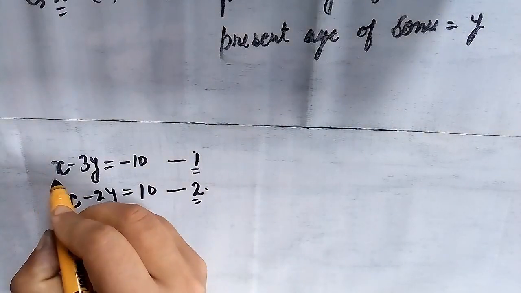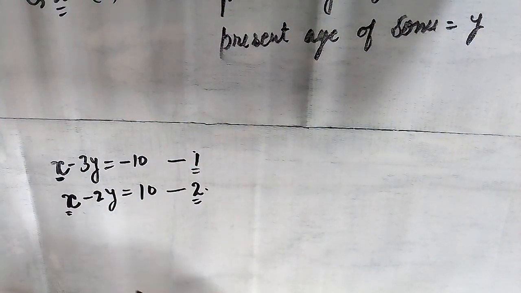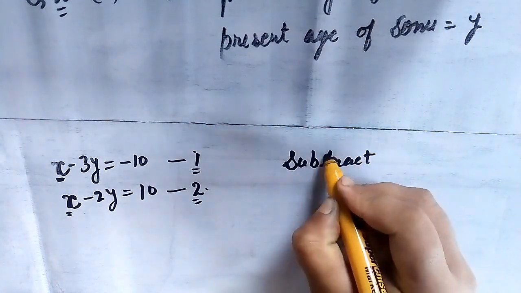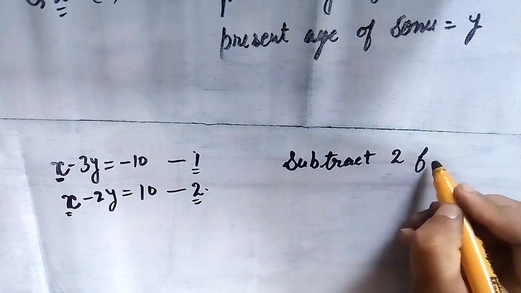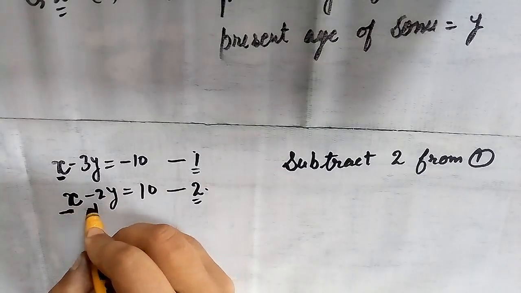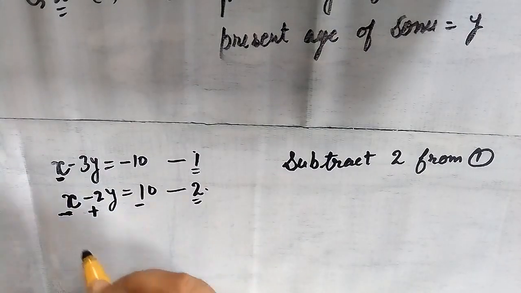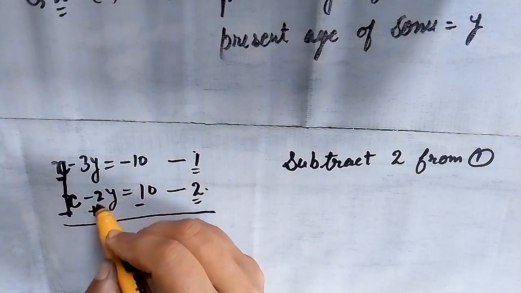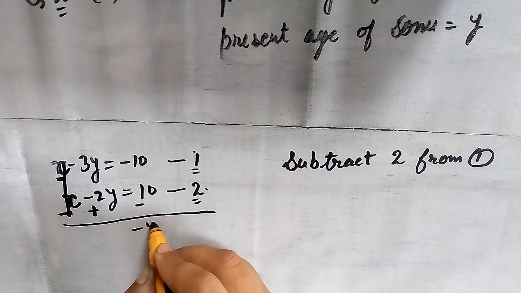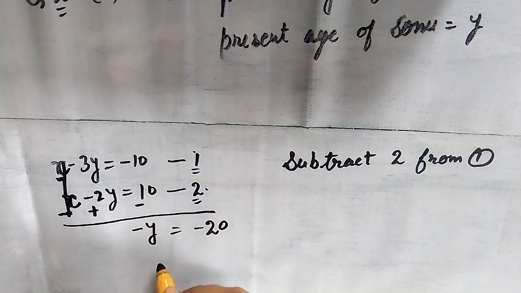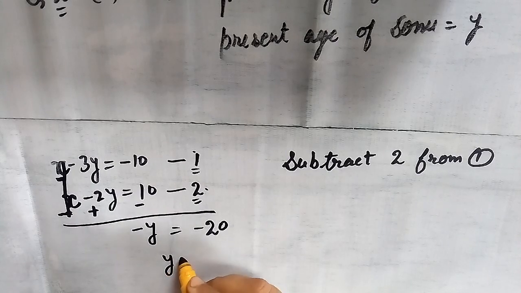Now see, the coefficient of x in equation 1 and equation 2 is the same. So now what you have to do, simply subtract them. You don't need to equate the coefficient of one variable here because these are already the same. So subtract 2 from 1. To subtract them, you know you have to change the signs. So x minus x will be 0 and minus 3y plus 2y equals minus y, and minus 10 will be equal to minus 20. Multiply both sides by minus 1 and y will be 20.